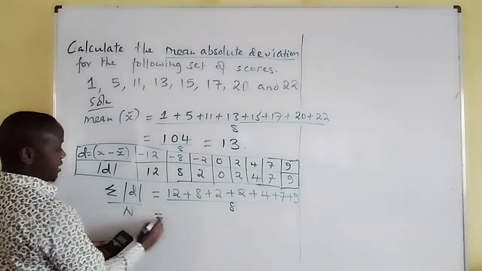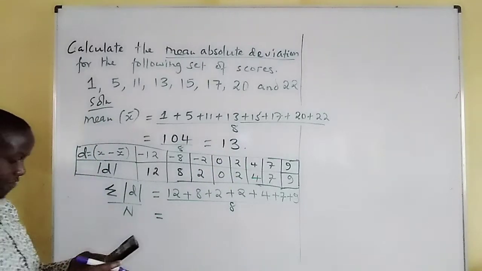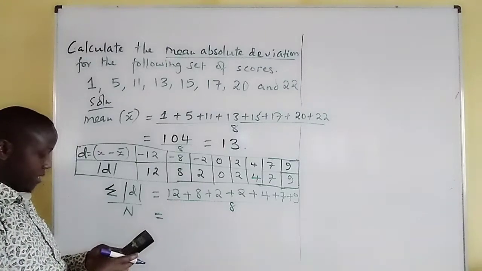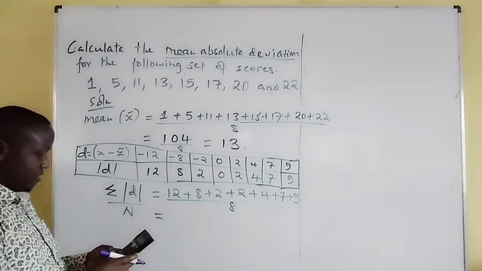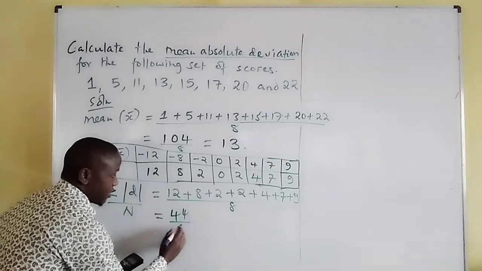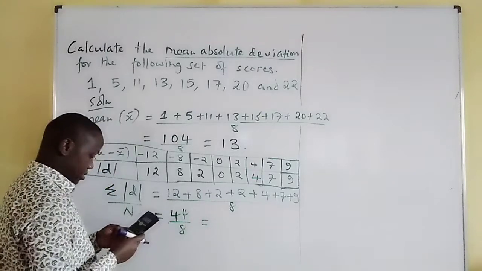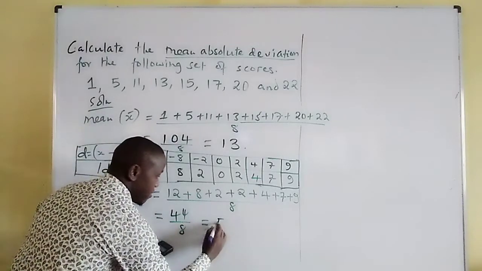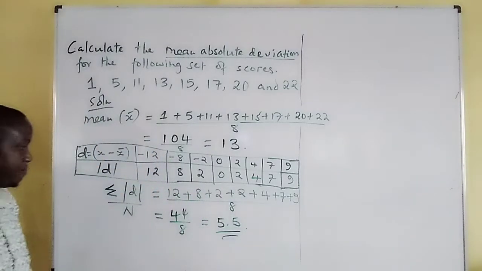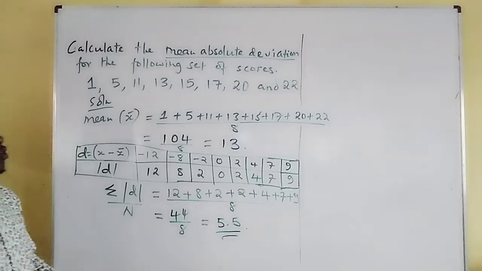So 12 plus 8 plus 2 plus 2 again plus 4 plus 7 plus 9. This gives us 44. Divide by 8. We will get 5.5. Therefore, 5.5 is the mean absolute deviation.